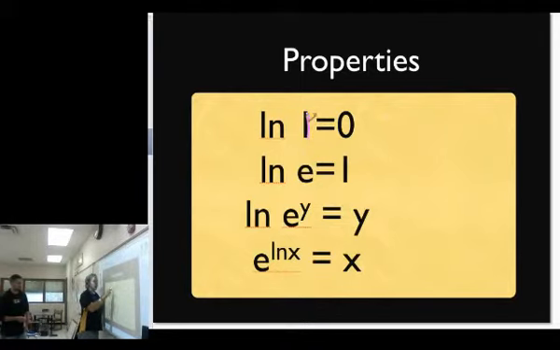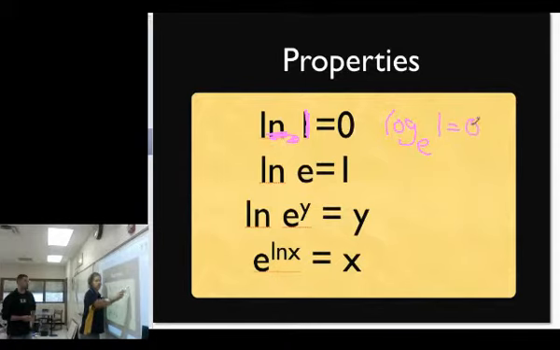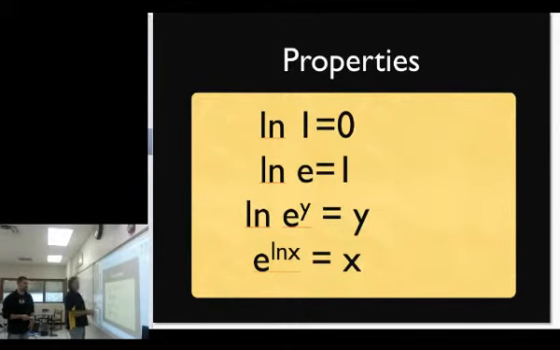Ln of 1 is 0. In other words, let's write that another way. Log base e of 1 equals 0. Anything to the 0 power is 1. So that's something to remember. Ln of 1 equals 0. That'd be another great t-shirt idea.